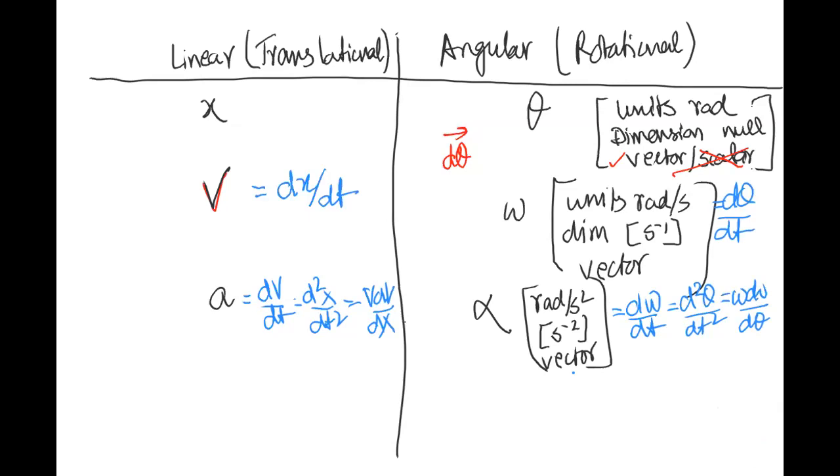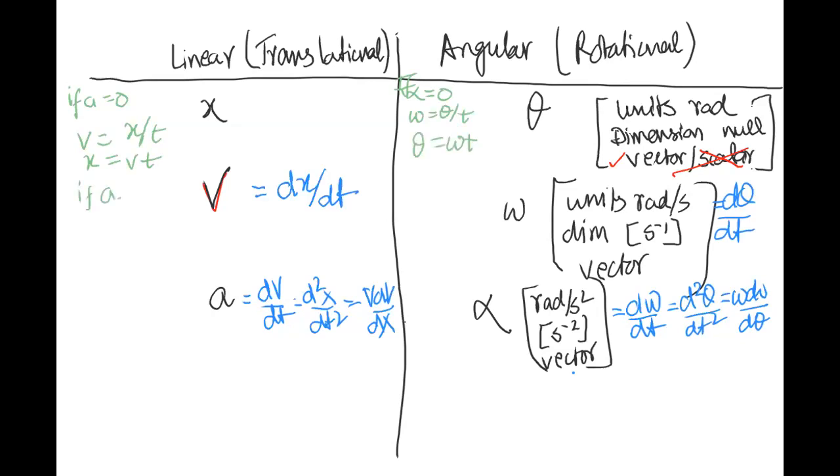For example, here if acceleration is equal to 0, then we have velocity is equal to displacement upon time, or displacement is equal to velocity into time. Here, if alpha is equal to 0, then we definitely have omega is equal to theta upon t, okay? Or we have theta is equal to omega t.